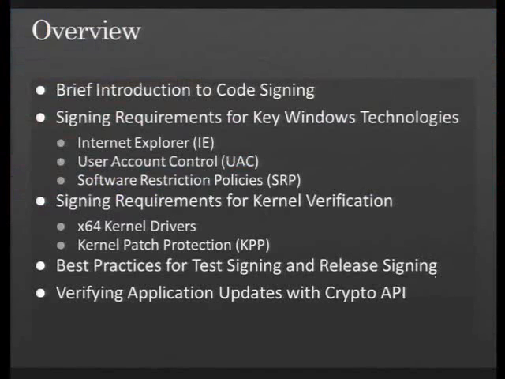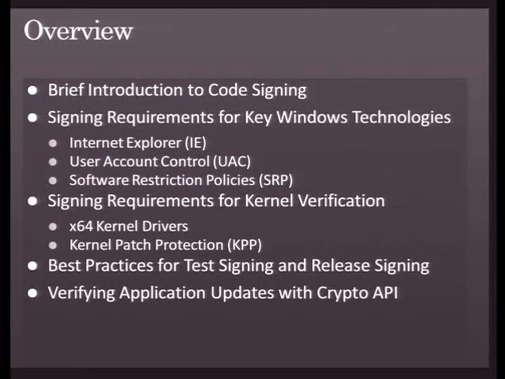In today's presentation, we're going to talk about how code signing can help you have the best experience with Windows. We'll start with a brief introduction to code signing, talking about why it's important and 2 types of signatures you want to sign your code potentially with. The signing requirements section for key Windows technologies and kernel verification will answer 2 essential questions. The first is, what kind of files do I want to sign? And what special requirements do I have for signing these files for these scenarios?